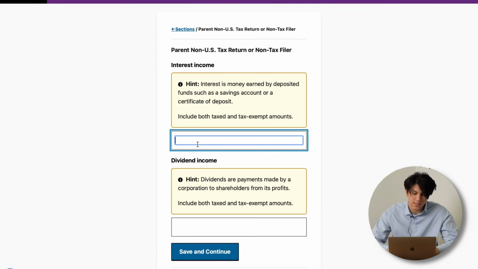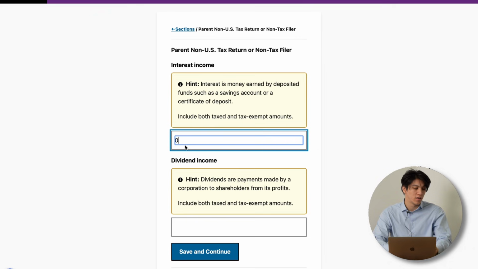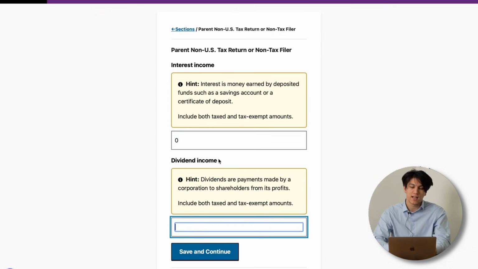Interest income is 0. The interest income means that if your parents have the money in banks or somewhere they invested, they have the interest income, right? But we don't have interest income, so we put 0. Dividend income is the money given by the company to the shareholder. If your parent is a shareholder of the company, they can get the dividend. Ask them to clarify this information. If not, you don't have to. So let's go 0.